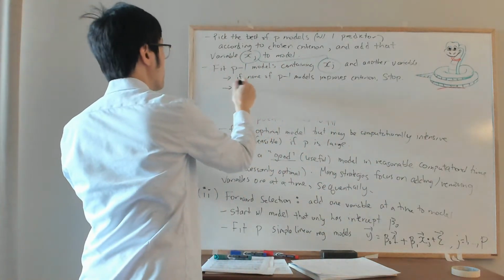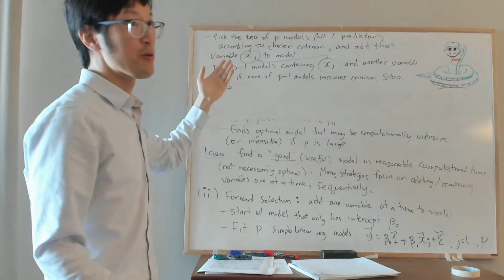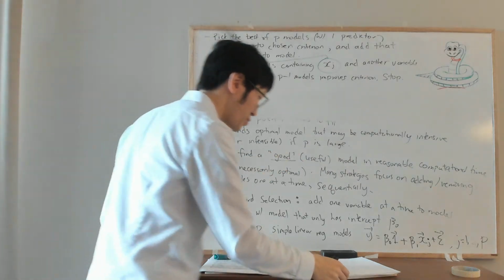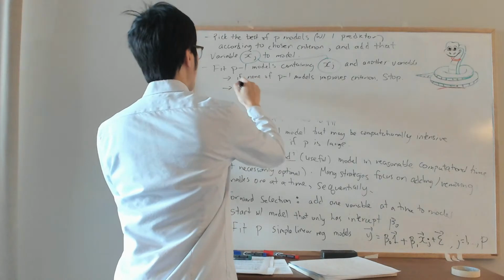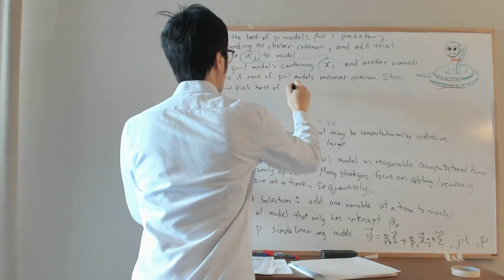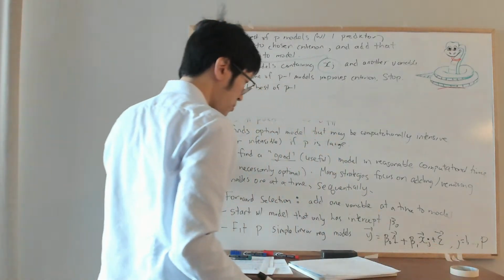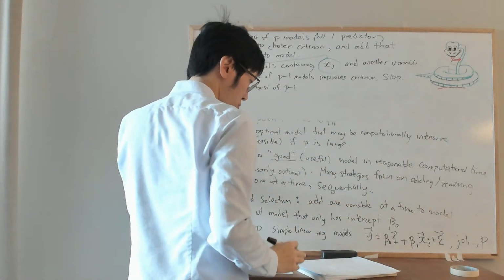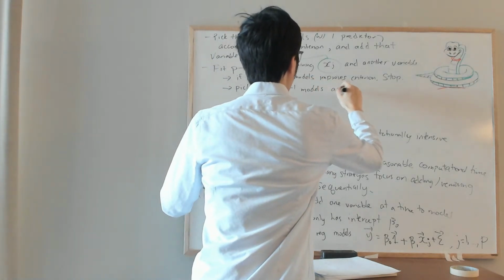Otherwise, again, we take the best of the p minus 1 models, and we add that as our second predictor into the model. Again, I'll pick the best of the p minus 1, according to the criterion.